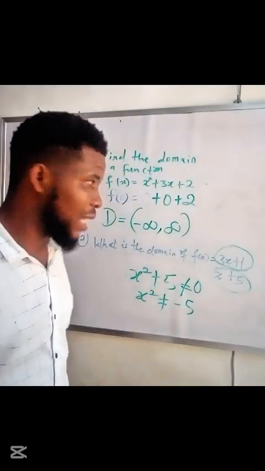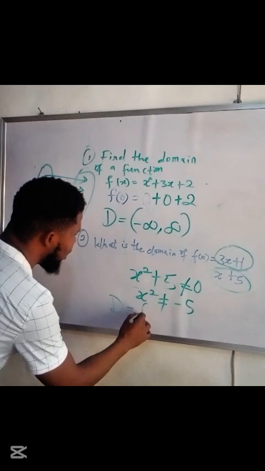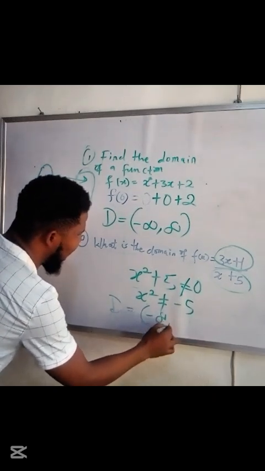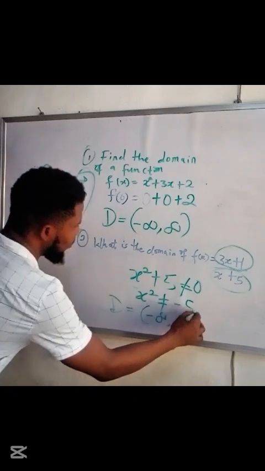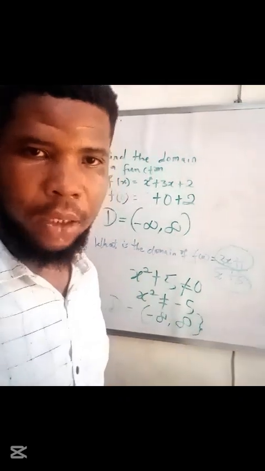In the next example, you understand. So the domain in this one is also a set of what? It's also a set of all negative numbers and positive numbers. You understand? We're going to see another example now.